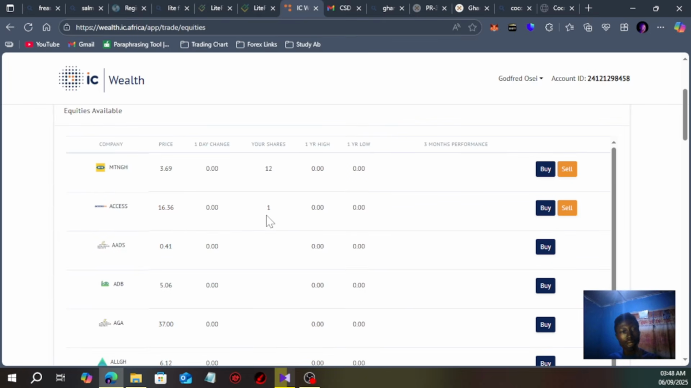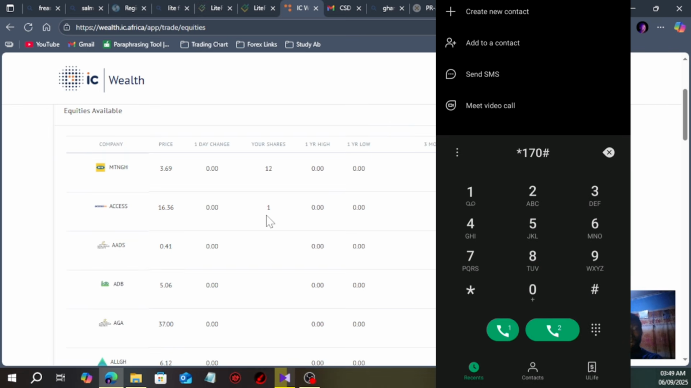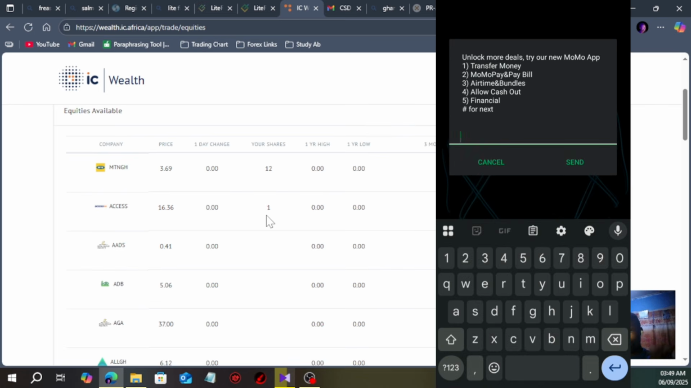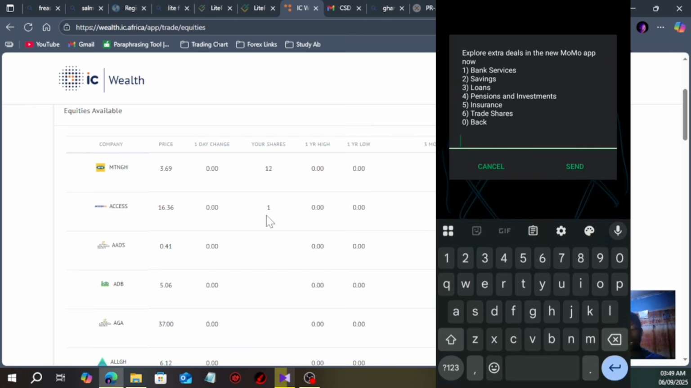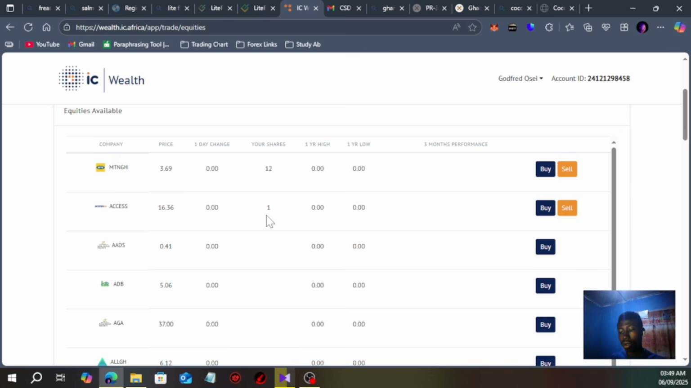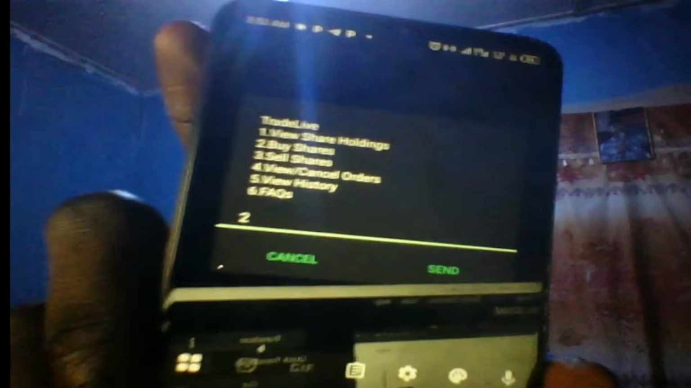I'm trying to explain for you to understand that trading on MTN Ghana is also like trading here on the IC Wolf market. Just go through the process as I taught you. Choose option 5, then option 6, which is trade shares, and then type in your code. Afterwards, if you want to buy shares, you click on buy shares, and then you buy your shares. If you want to buy shares, you can follow this process, and then you are good to go.